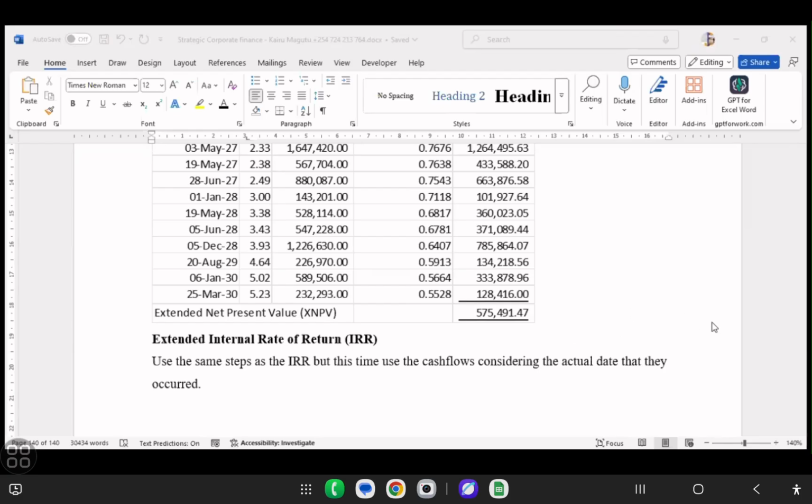Someone is asking whether I will share the Excel sheet. I will share the Excel sheet. Good.